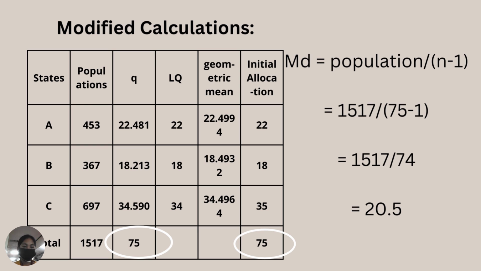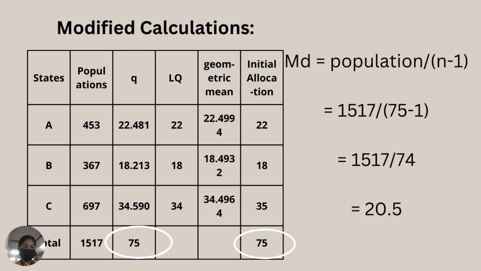In state B, 367 divided by 20.5, the answer would be 18.213. In state C, if we divide the 697 by 20.5, the answer would be 34.590. In the geometric mean, nothing has been changed. So as of now, we are going to compare the two.